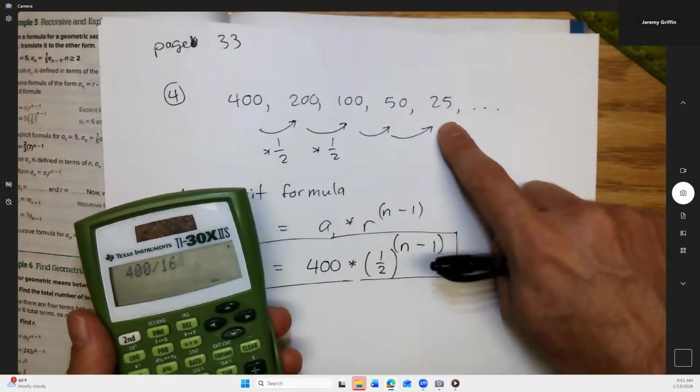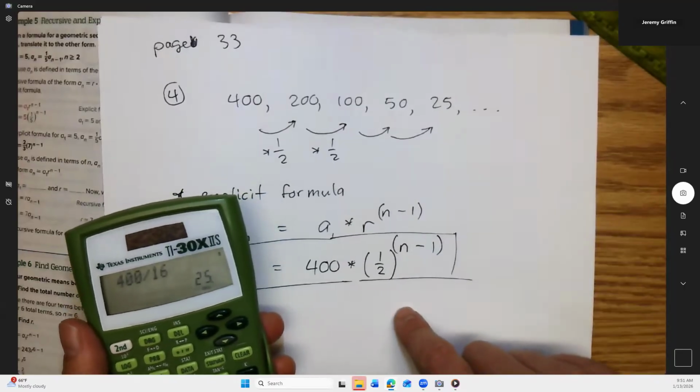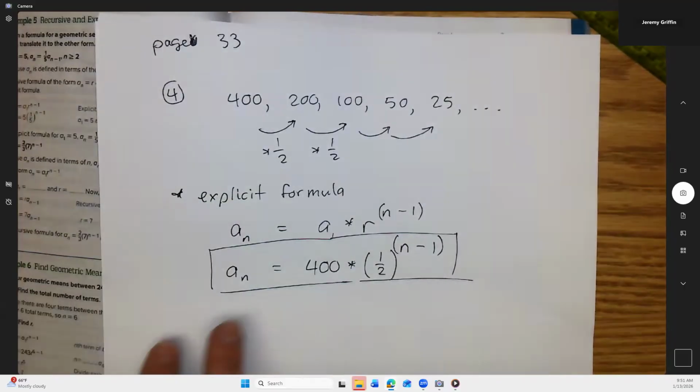It should be 25 if this works. Let's see if it works. Yeah, it did. Okay. Now that's an explicit formula.